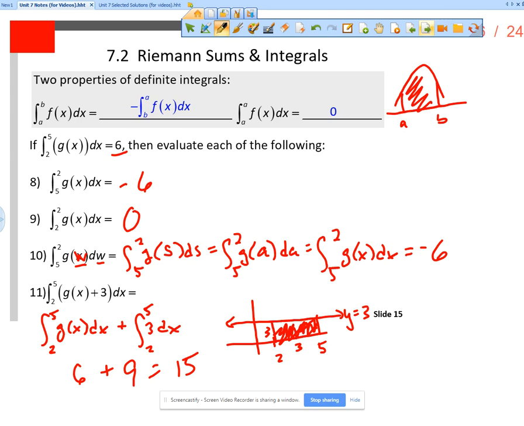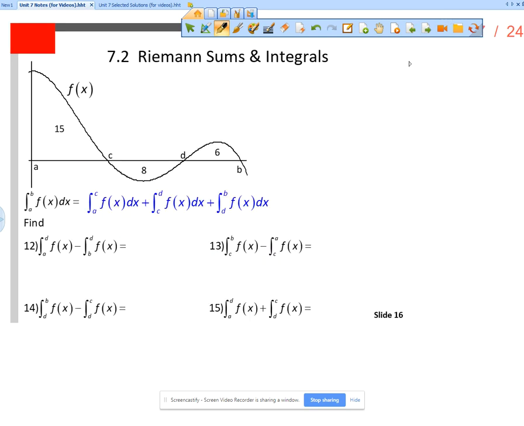All right. So now let's go one step further. Okay? Let's think a little bit here. I'm given this picture of f of x, and then I have various values in here. So I have 15 representing the area inside of that region, 8 representing the area inside of that region, and 6 representing the area inside of that.